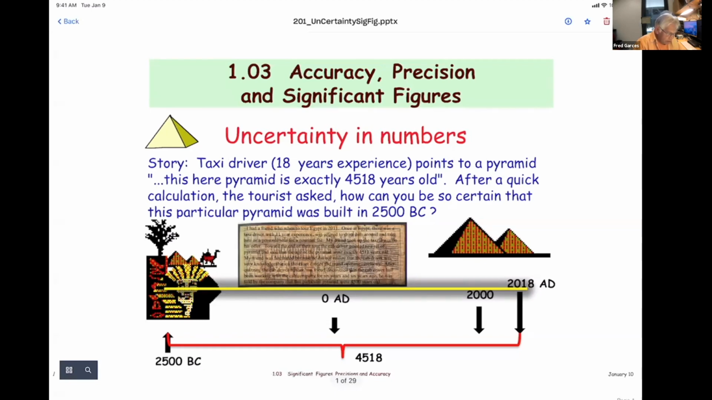Well, my friend decided to take one of these personal tours, and they come up to a pyramid. Okay, they come up to a pyramid, and the cab driver says, yeah, that particular pyramid's exactly 4,518 years old. Okay, that's how old that particular pyramid is. And my friend does a quick calculation, this happened in 2018, and he says, oh, so that means that this pyramid had its grand opening ceremony at 2500 BC, and the driver says, yeah, exactly.